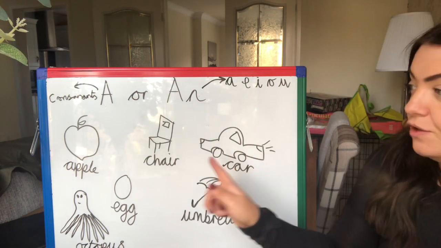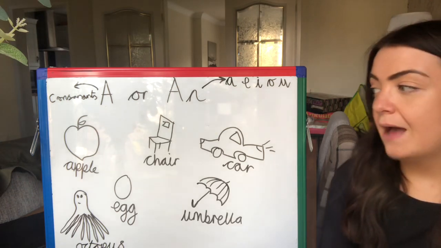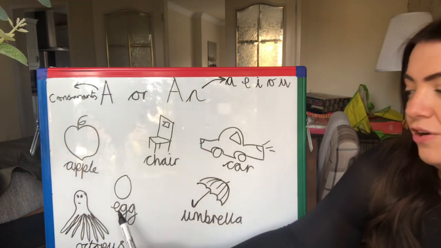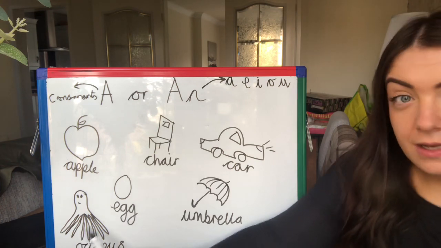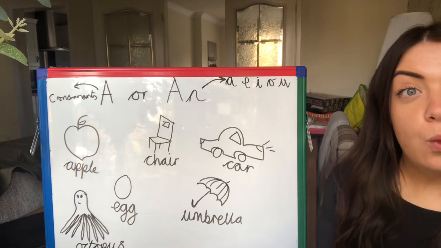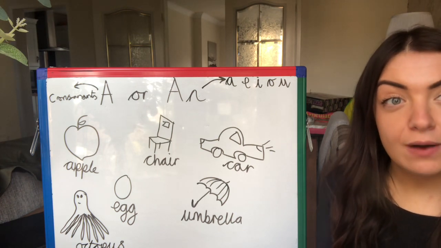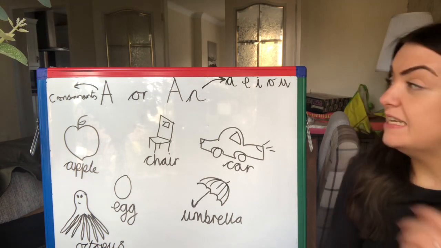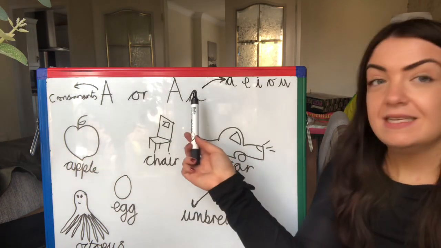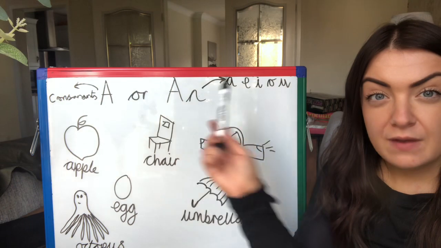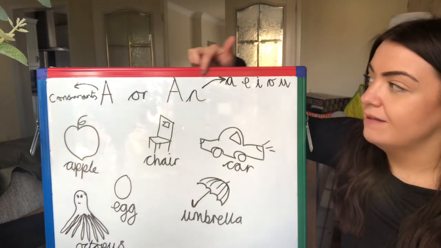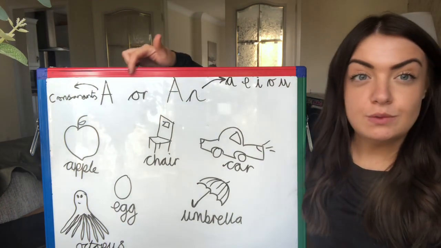Because on my board here you can see that I have got some nouns. So I've got an apple, I've got a chair, I've got a car, I've got an egg, I've got an octopus, and I have got an umbrella. Now, what we need to do is try and work out which ones of these nouns need a before it and which ones need an before it. So I'm just going to let you have a little think and remember, when do we use an and when do we use a?